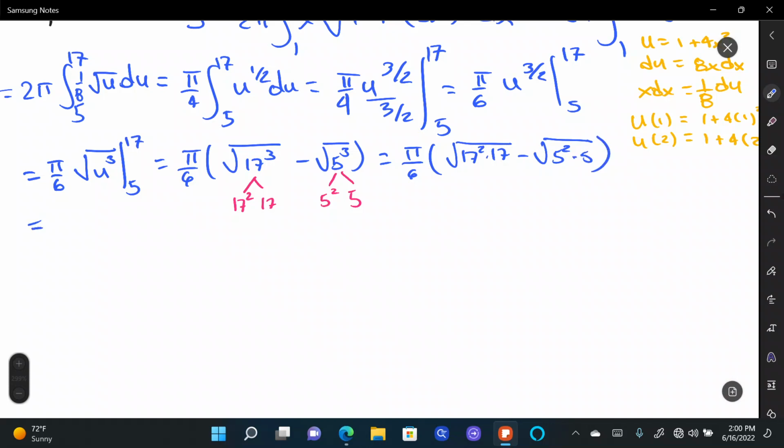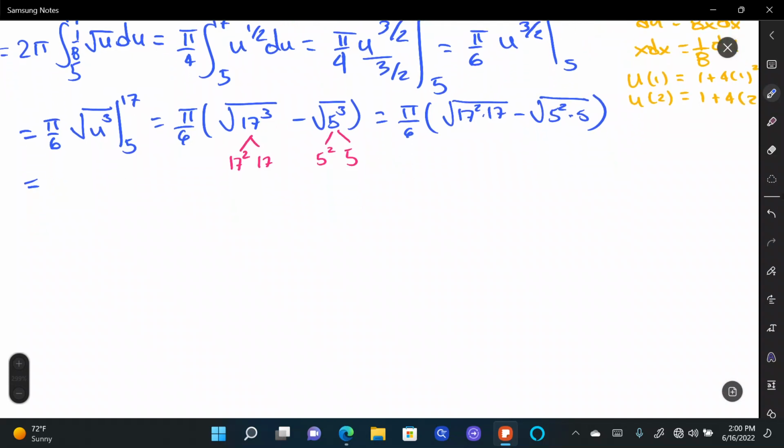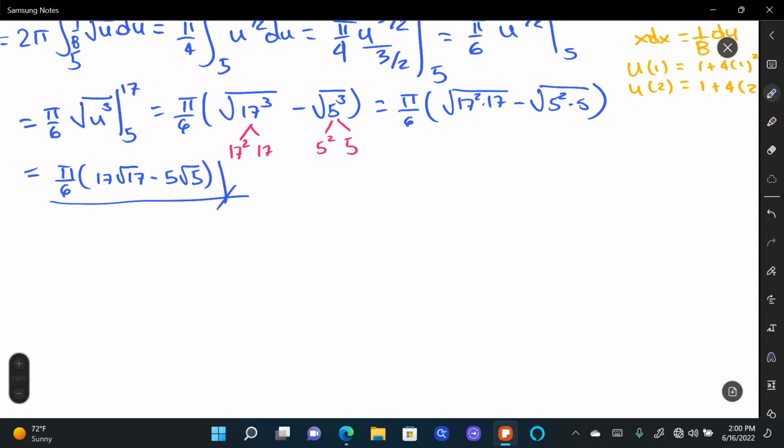And the square root of 17 squared, well, that gives pi over 6 times 17 root of 17 minus 5 root of 5. Final answer. Funky numbers. Yeah, those are the kind of answers that we get for this type of problem most of the time. Okay, so that's one way.